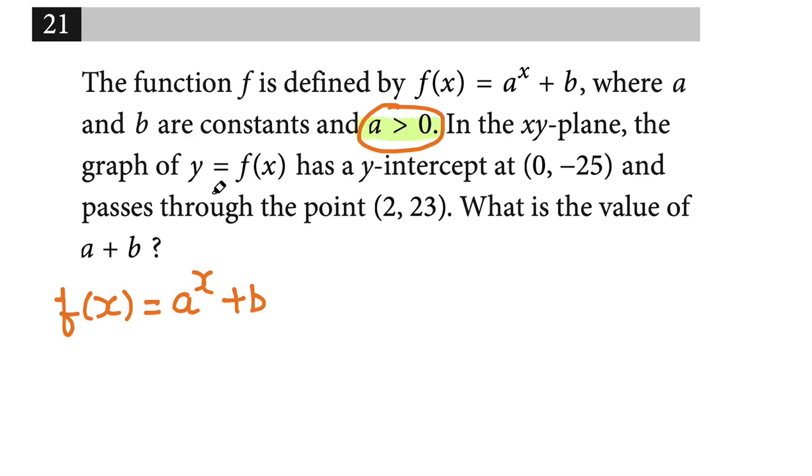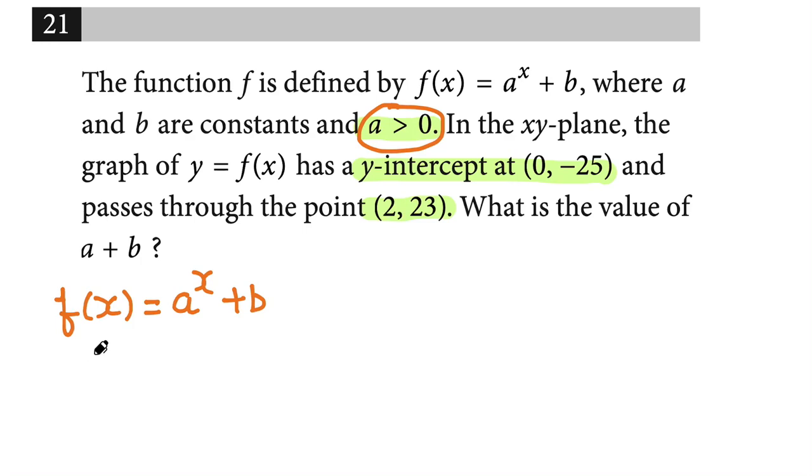In the xy plane, the graph of y is equal to f of x has a y-intercept at (0, negative 25). That means when x is 0, y is negative 25. That is the second key point. The third key point is (2, 23). That means the graph is passing through it. So we are going to use these two for our help.